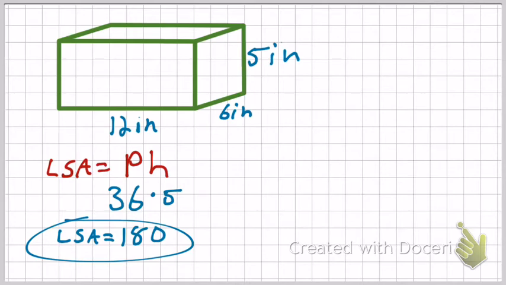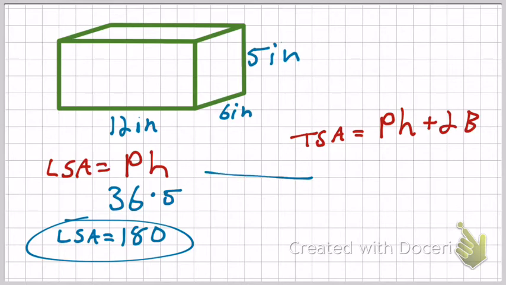So now let's look at the total surface area. That's going to be perimeter of the base times the height plus 2 times the area of the base. So now, perimeter is going to be 36. The height is going to be 5. We just solved that, right? Over here. So I'm just going to plug that in. The perimeter of the base times the height is 180. We already know that because we just solved it. Plus 2 times the area of the base.